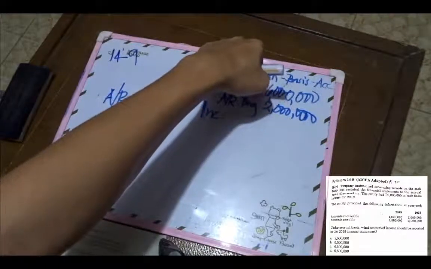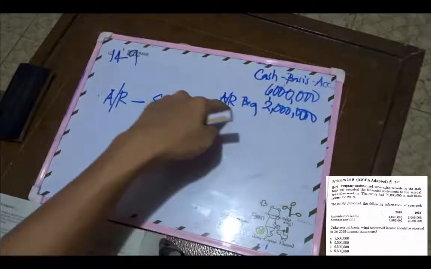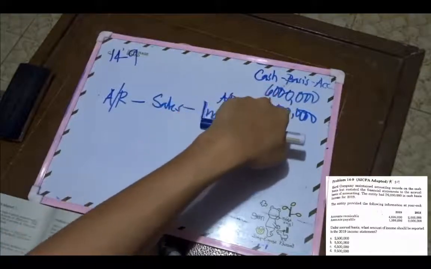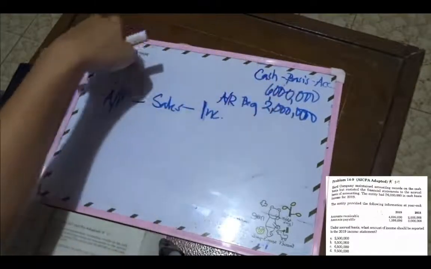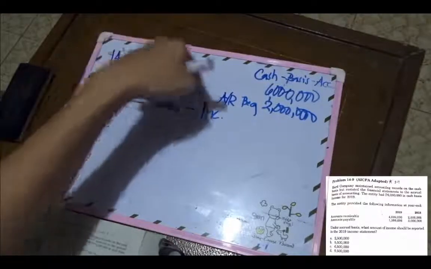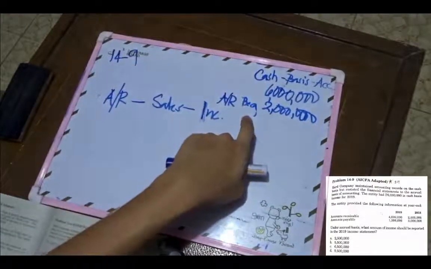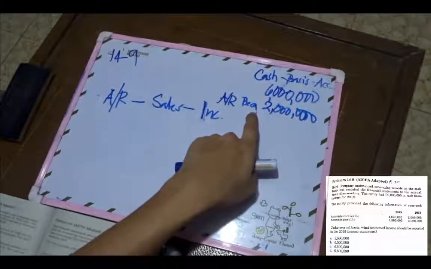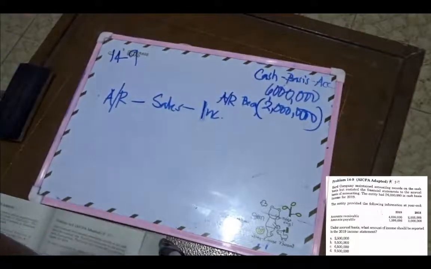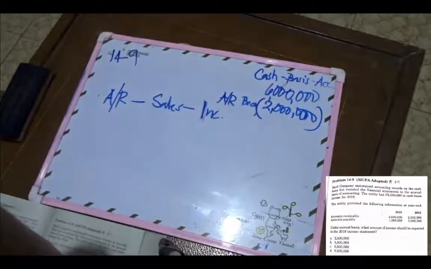If you're going to think about it, this 2 million AR beginning does not refer to the sales for 2019. Rather, it refers to sales for the previous year, 2018. It was just not collected. That's why it's written or stored in the AR beginning. Because it relates to sale for the previous year, this AR beginning should not be included in the current year income.